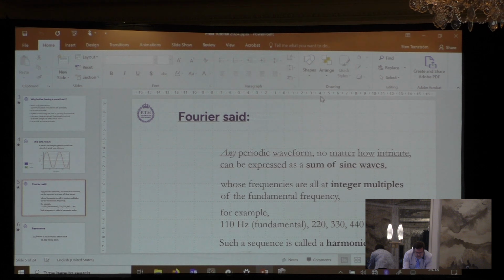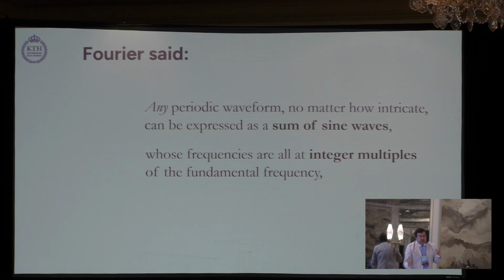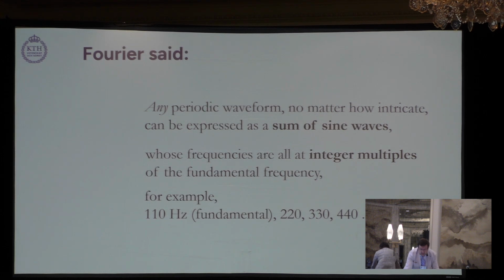Now, 200 years ago, a very clever Frenchman called Jean-Baptiste Fourier discovered that if you have any waveform, no matter how complicated it is, as long as it's periodic, you can express it as a sum of sine waves. And not just any sine waves, but sine waves whose frequencies are integer multiples of the fundamental frequency. For example, 110, 220, 330, 440 hertz, etc. And that's called a harmonic series.